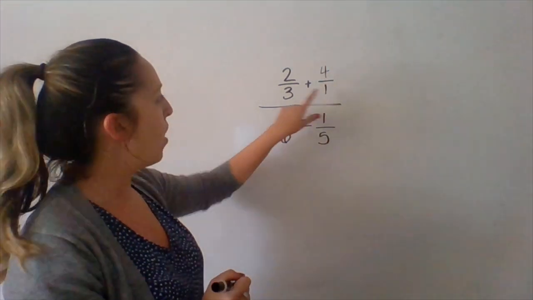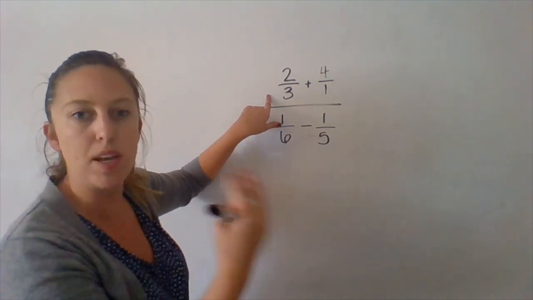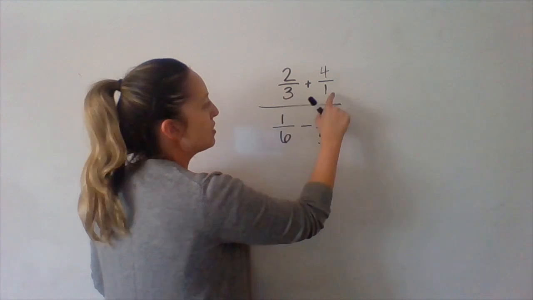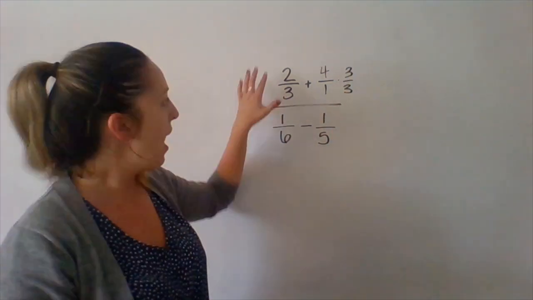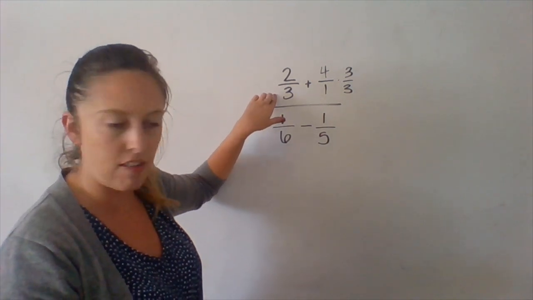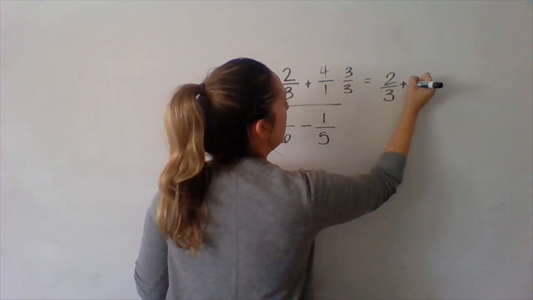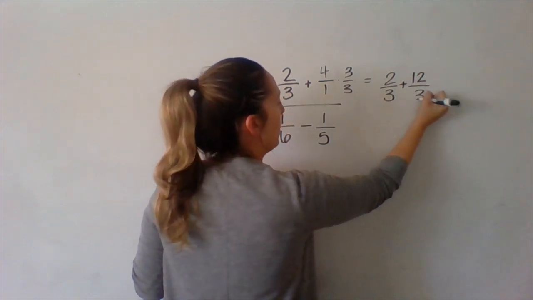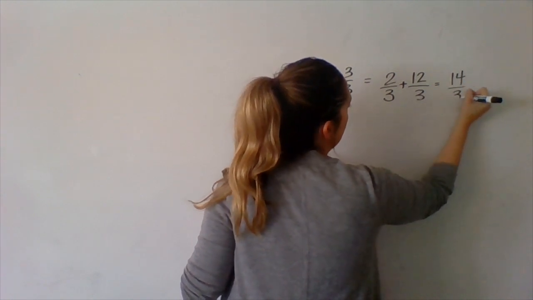Then I need to get the 1 and the 3 to be the same, right? The least common multiple, or the first number that we can multiply by to get, is 3. So I'm going to multiply the top and the bottom of this one by 3. And this one I don't have to mess with because the denominator is already 3. So I'm going to have 2 over 3 plus 12 over 3, multiplying this 4 and this 3, which gives me 14 over 3 as my new numerator.